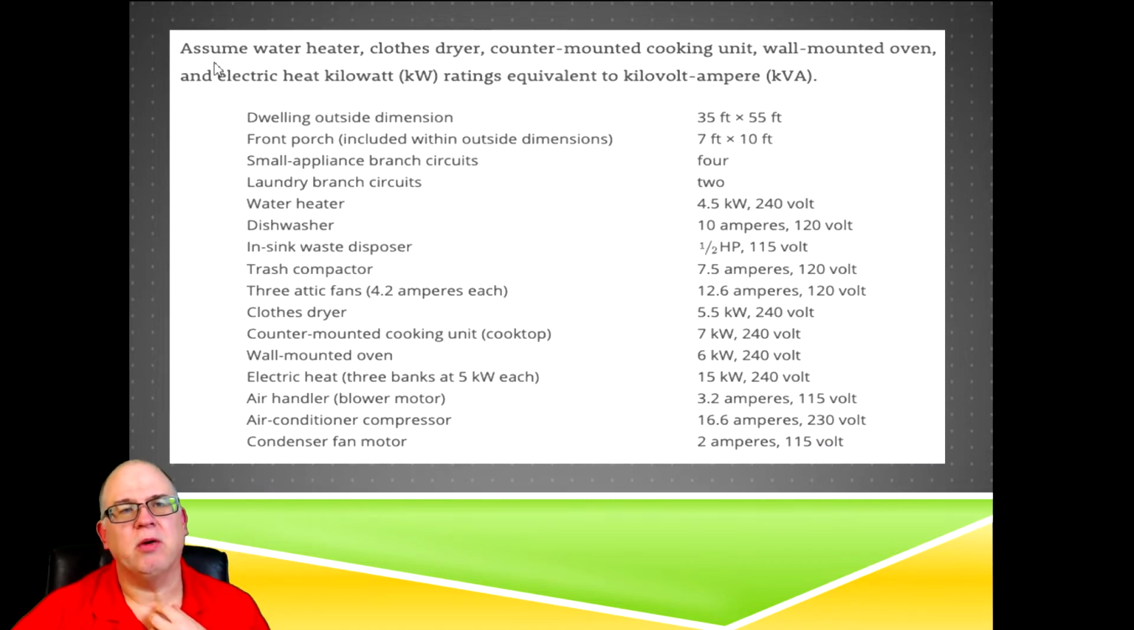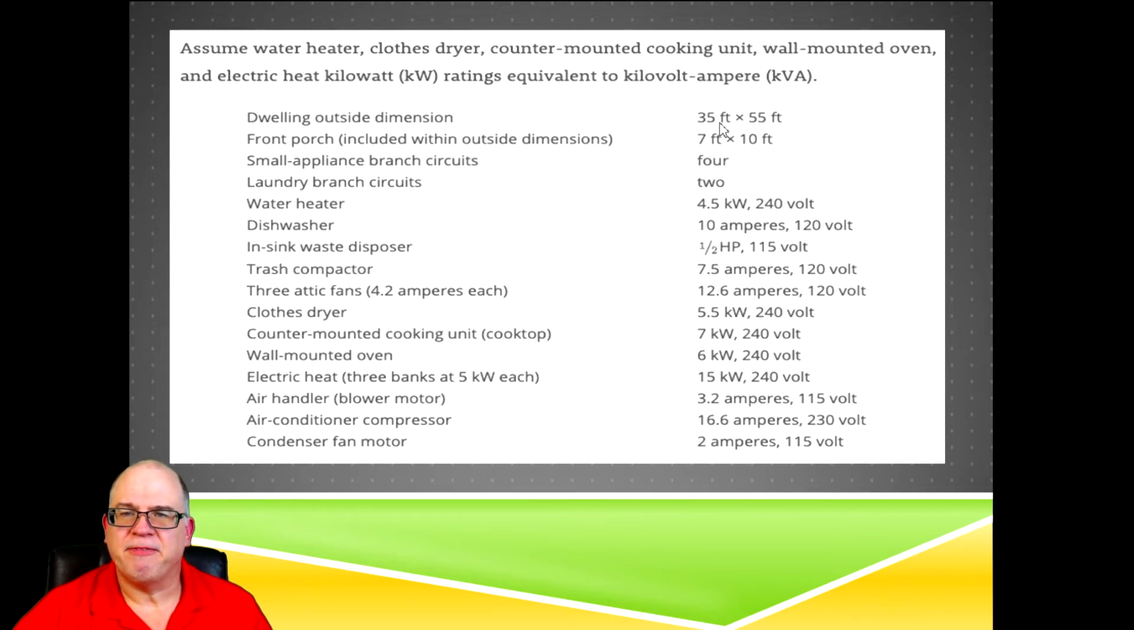All right, so here we go. Again, water heaters, clothes dryers, counter-mounted cooking units, wall-mounted ovens, all of that electric heat. When it shows kW here, it's really going to be equivalent to kilovolt amperes or kVA. So if you see kW here, kilowatts, it's really kVA because we need it to be converted into VA ultimately. So just keep that in mind. When you see anything that says kW, we're going to have to convert that into VA.